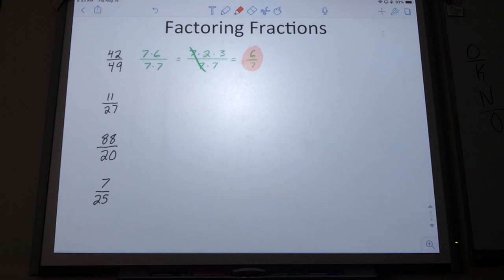Okay, what about 11? Can you break that down any? No. So we're going to go ahead and just write 11. What about 27? 3 and 9. The 3 is prime. So 11 over 3 times 3 times 3. Okay, now we've got all primes. Is there anything we can cross out? No, so you can see that we couldn't do anything, so our answer is exactly what it originally was. Okay, break down those last two.